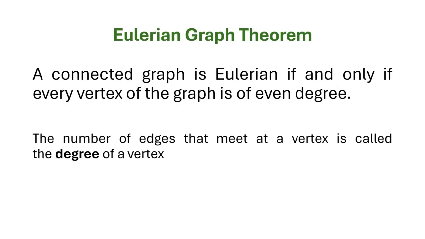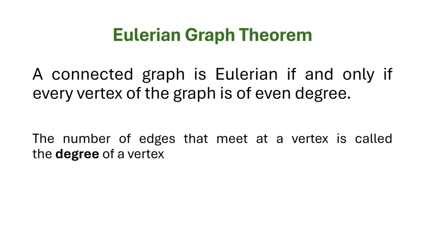In other words, to avoid that problem where I have an extra edge that I just cannot cover, I need to have a way out of it. So when you have a way in, you need to have a way out. That implies that every vertex needs to have an even number of connections, or an even number of edges. The number of edges that meet at a vertex is called the degree.